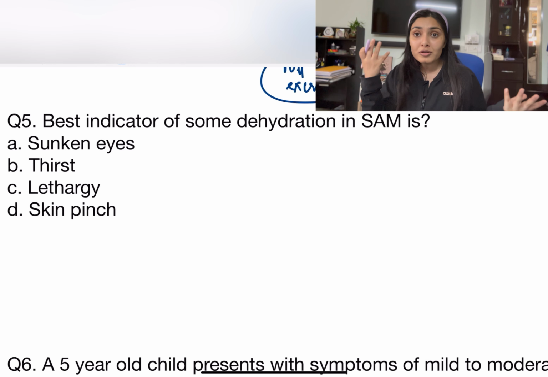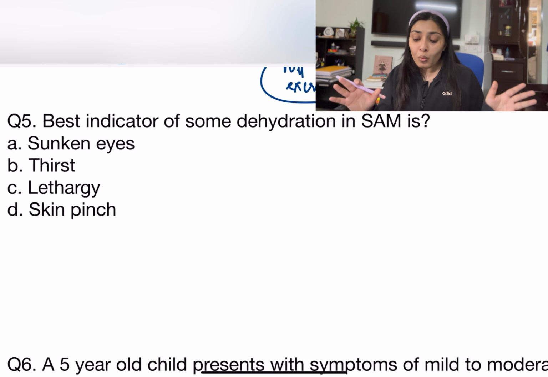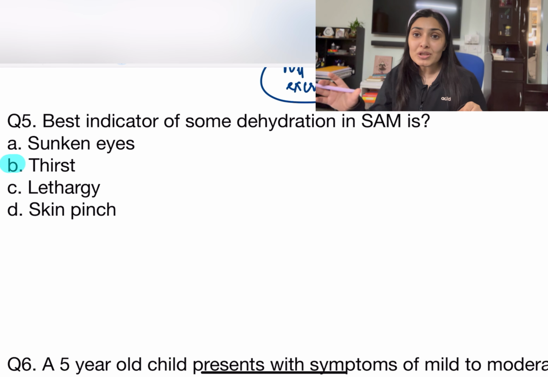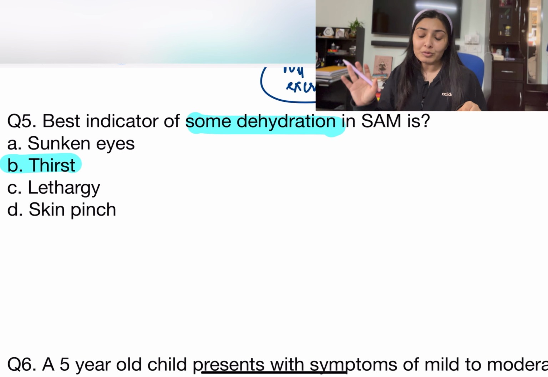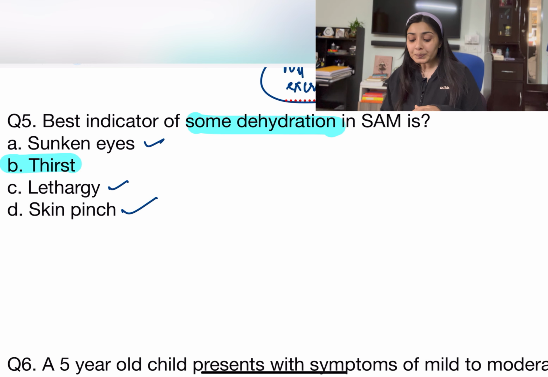These children, because of the loss of subcutaneous fat over the face, their eyes could appear sunken. Also, on performing skin pinch, as they don't have subcutaneous fat, the skin pinch is always slower. So the most reliable sign here for some dehydration would be nothing but thirst, the level of thirst, right? If the child is thirsty, aggressively drinks water, that's indicative of some dehydration in SAM babies. The other factors like sunken eyes, lethargy, skin pinch could be erroneous here because of the degree of malnutrition in these babies.